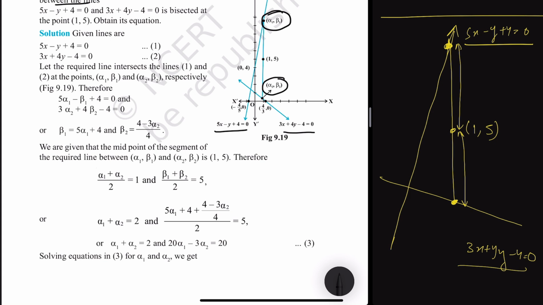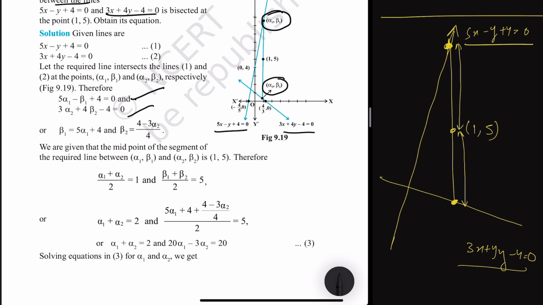So because we have assumed this, we will know that the line 1 will satisfy alpha 1 comma beta 1 and the line 2 will satisfy alpha 2 comma beta 2. But यहाँ से भी हमारे पास 4 variables है. We will not be able to find alpha or beta ka value, right?